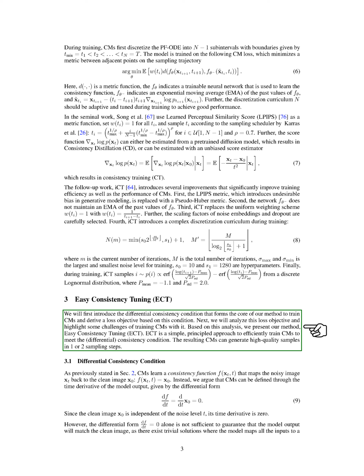Moving on to easy consistency tuning, ECT, we will introduce the core concept of the differential consistency condition for training CMs and derive a corresponding loss objective. We will then discuss the challenges associated with training CMs using this approach and present our method, ECT, as a simple and effective way to train CMs to meet the consistency condition efficiently. The resulting CMs from ECT can produce high-quality samples in just 1 or 2 sampling steps.